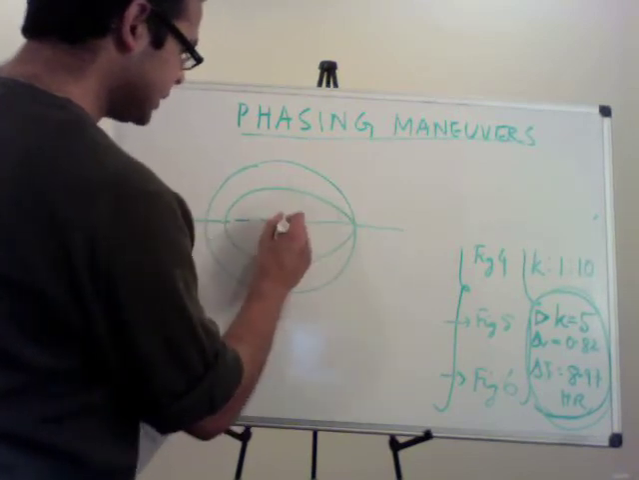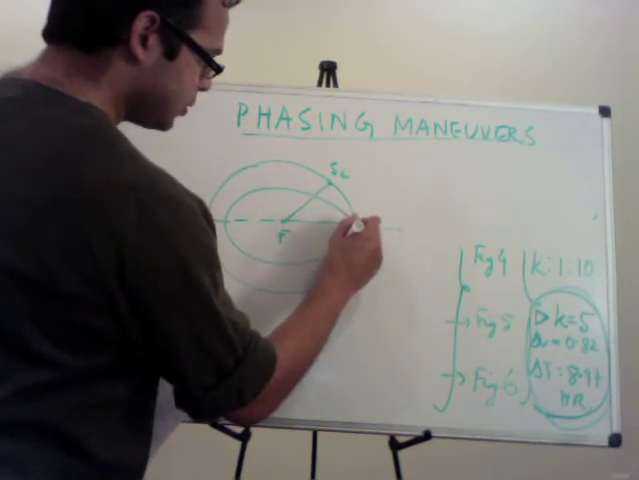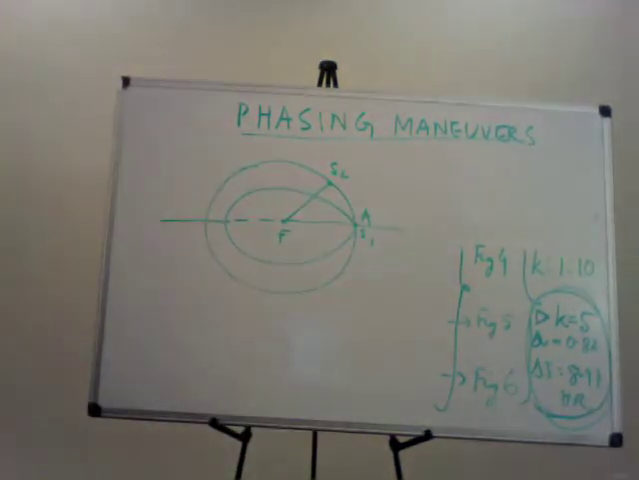And that's what it looks like. This is the focus, S2, S1, rendezvous intended to be at point A, and the phase angle is 20 degrees.